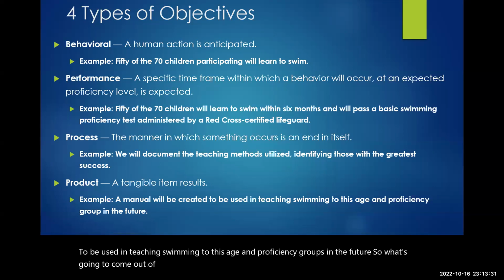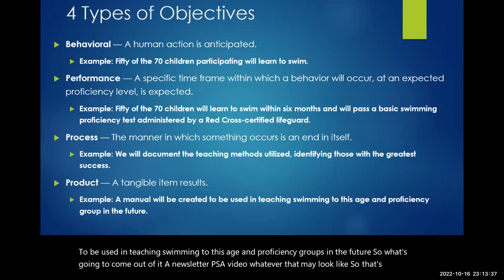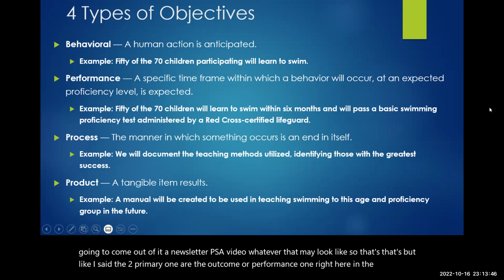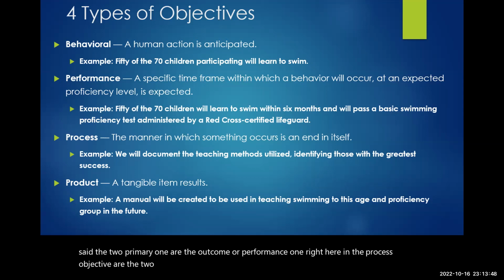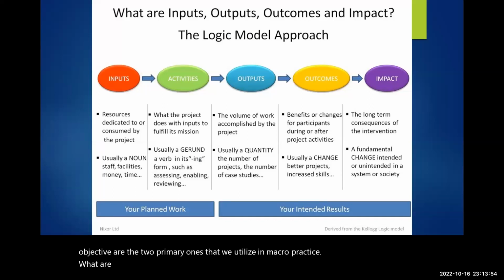A newsletter, a PSA video, whatever that may look like. But like I said, the two primary ones are the outcome or performance one right here, and the process objective. Those are the two primary ones that we utilize in macro practice. What are inputs, outputs, outcomes, and impact?